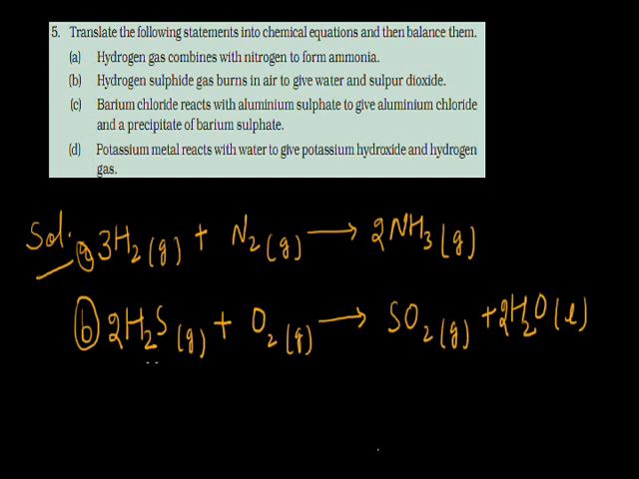Now we see in H2S we have 2 atoms of sulfur. To balance sulfur on the product side, we multiply SO2 by 2. That makes 2 atoms of sulfur on either side. Now if we see the atoms of oxygen, we have 4 plus 2, 6 atoms of oxygen on the product side. To balance them on the reactant side, we multiply oxygen by 3. That makes 6 atoms of oxygen on the reactant side as well. That is the balanced chemical equation.